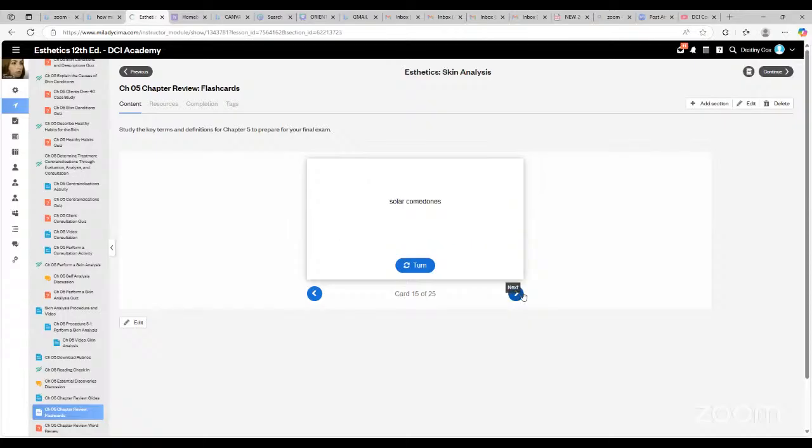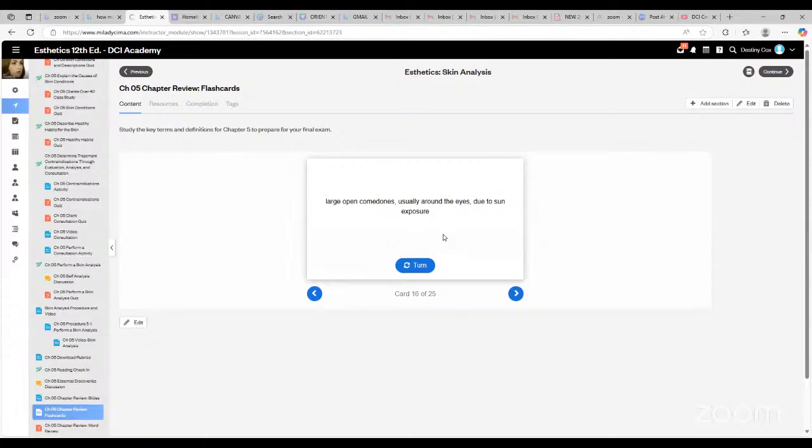Solar comedones, we got 5 minutes and we're gonna turn it over to Cosmo. Solar comedones is clogged pores, okay? So let's see what solar comedones are. Large open comedones, usually around the eyes due to sun exposure. This is why, again, I'm saying sunscreen and wearing your sunglasses, okay? So it's large open comedones, usually around the eyes due to sun exposure.